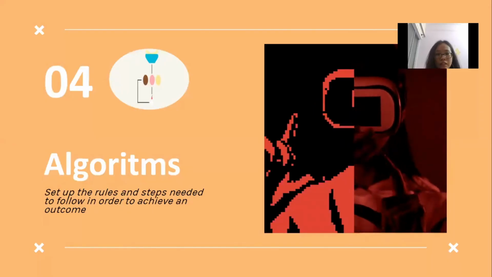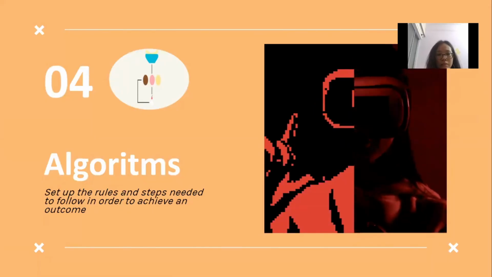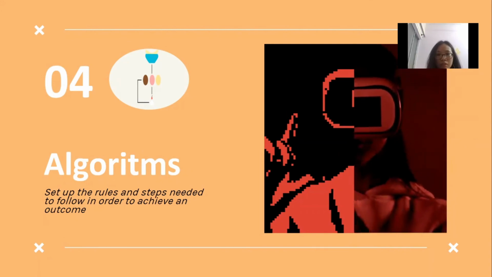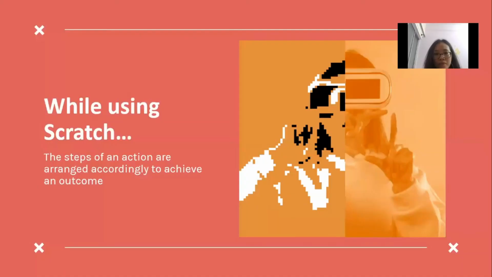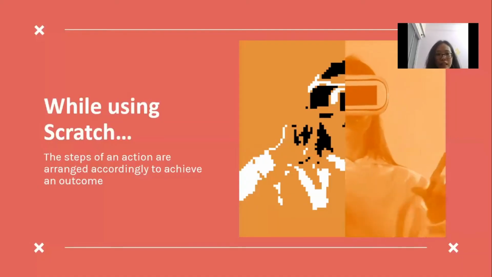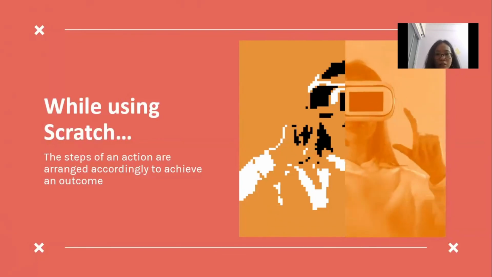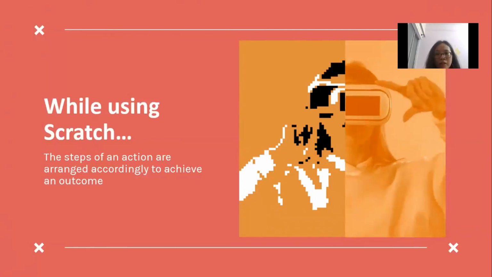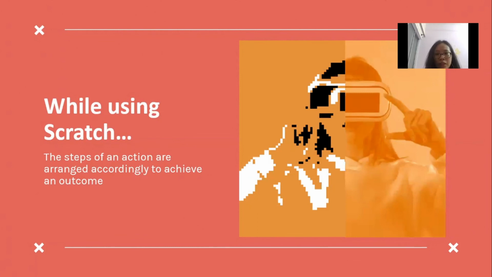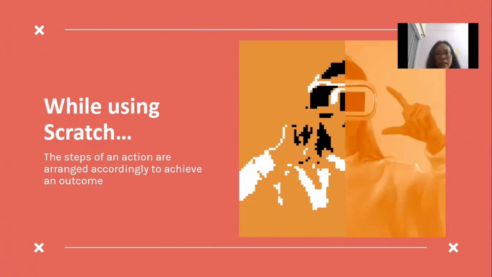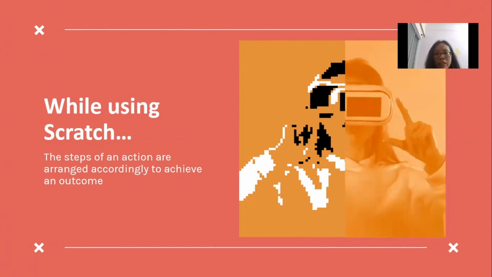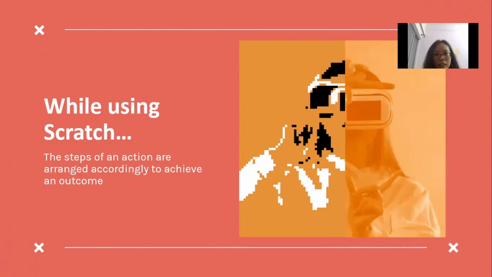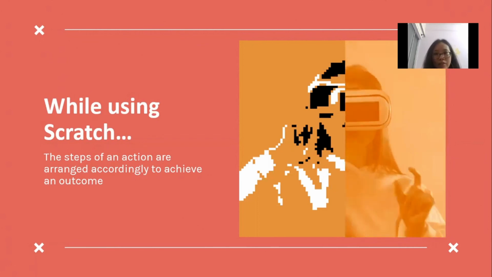The fourth thinking skill is algorithm. Algorithm means setting up the rules and steps needed to be followed in order to achieve an outcome. While using Scratch, the steps of an action are arranged accordingly to achieve an outcome. The order is very important while building up the blocks because if there is any change in the order, then the instruction may not be effective or the instruction cannot be carried out.